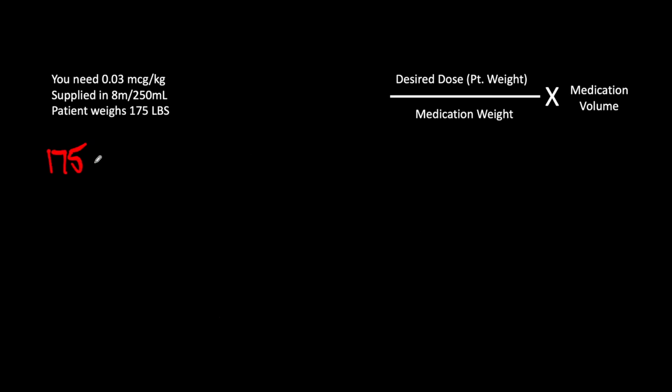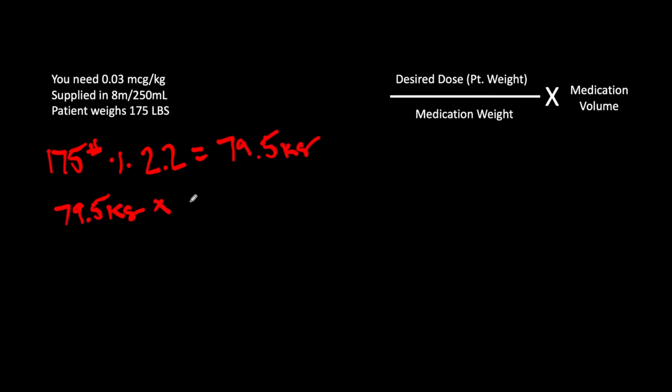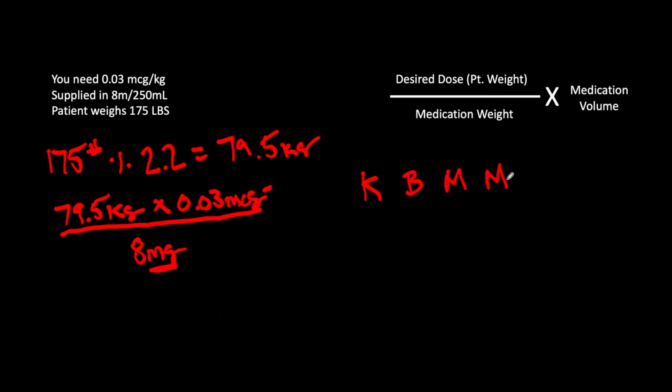So let's start out with the patient weight. 175 pounds divided by 2.2 is 79.5 kilograms. 79.5 kilograms multiplied by 0.03 micrograms over 8 milligrams. Now this won't work. We need to make sure our units match. So we're going to have to convert our 8 milligrams into micrograms. Let's use our little mnemonic, killed by med math. We're going from milligrams to micrograms. So we're going to move our decimal place to the right 3 spaces. So 8 milligrams, 1, 2, 3. And that's going to give us 8,000 micrograms.